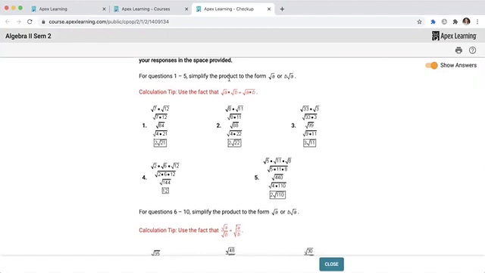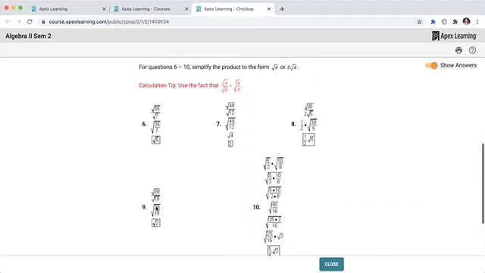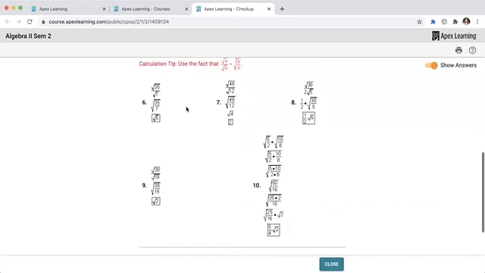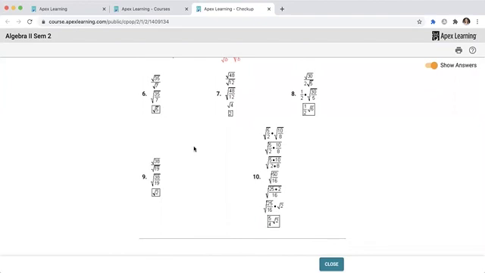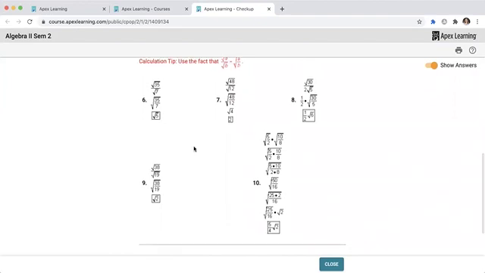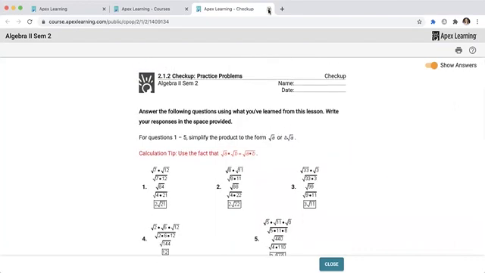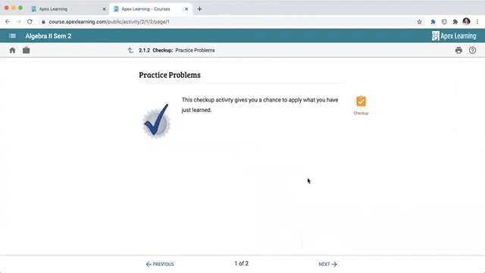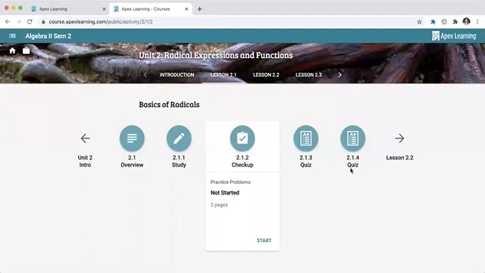Being careful, they told you exactly how to simplify it. Get it down to this or that. Same thing with these division problems, getting it down to the simplest form of the radical. So that's unit 2.1 here, and again, you have 2 quizzes for that one.